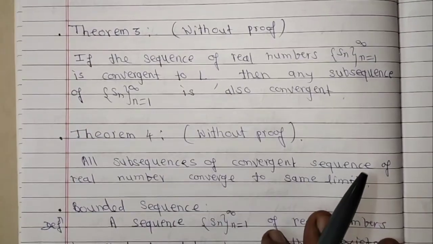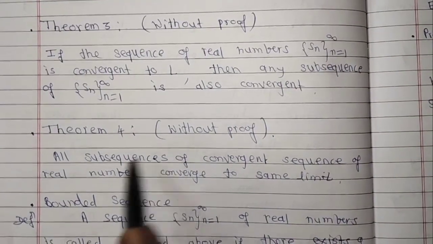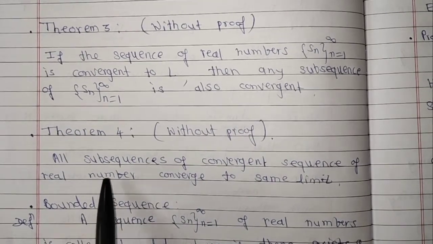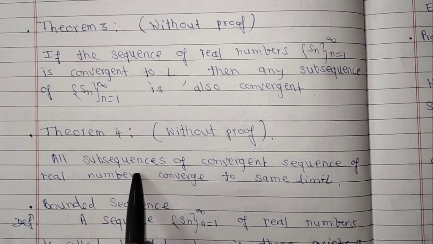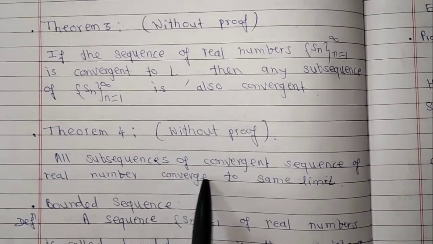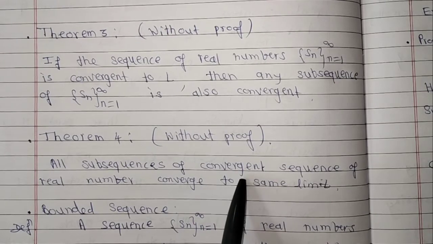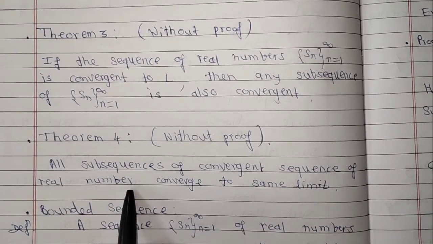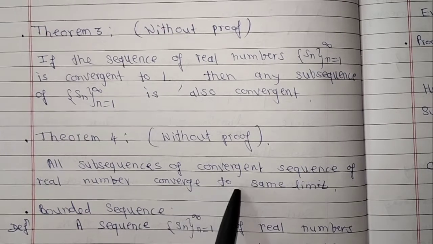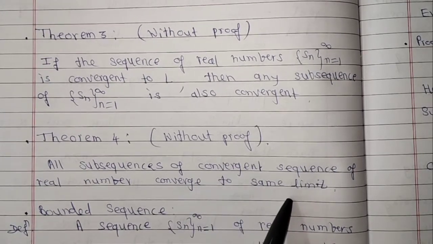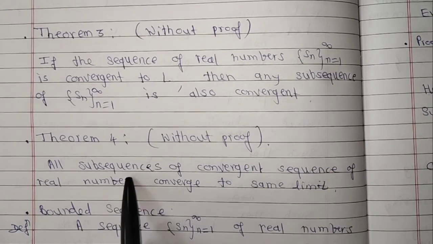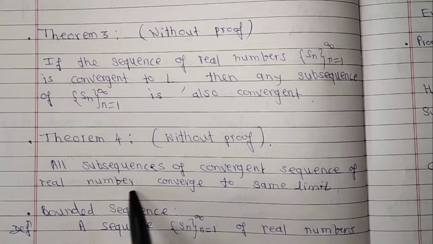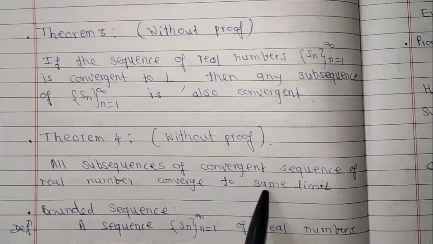Another theorem is theorem 4, which is also without proof. The statement of this theorem is: all subsequences of a convergent sequence of real numbers converge to the same limit. All subsequences of a convergent sequence of real numbers converge to the same limit.